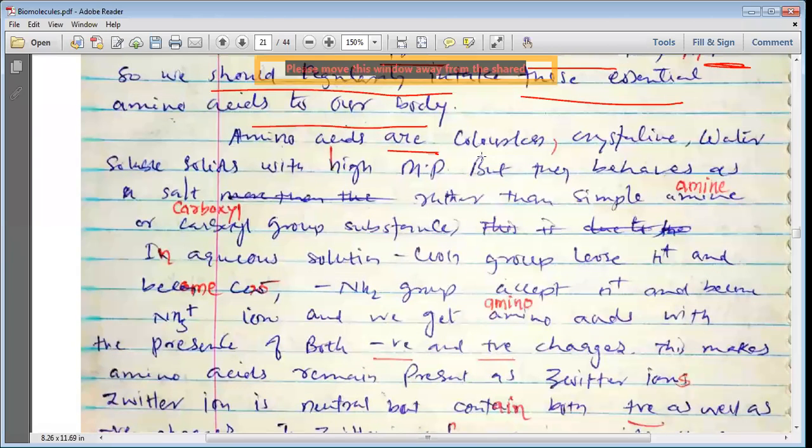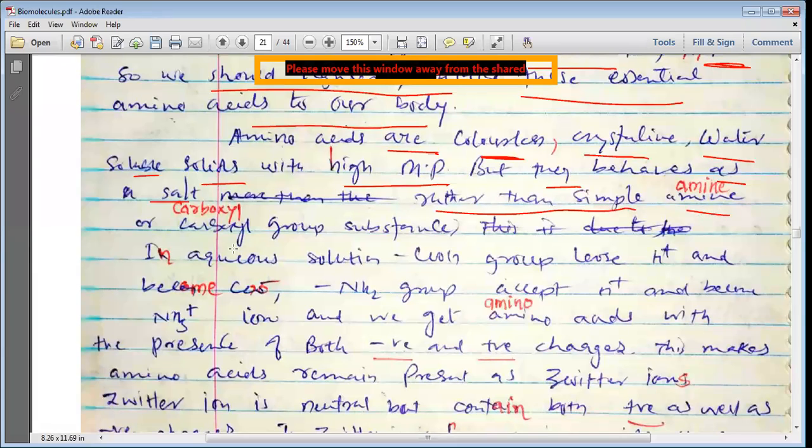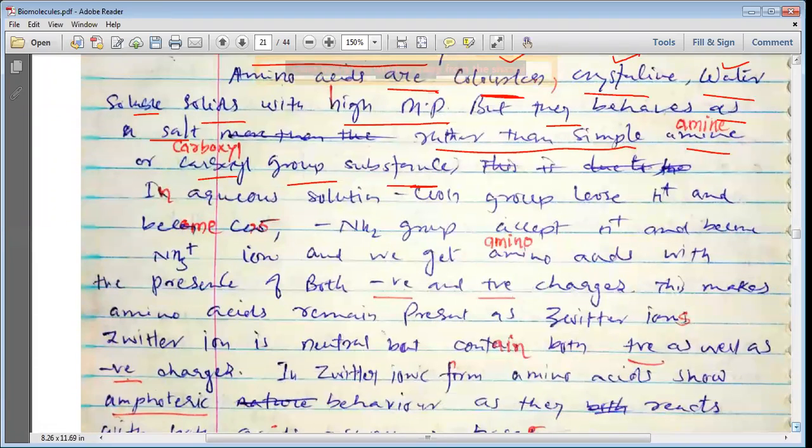Amino acids are colorless. Please remember, these are the physical properties of amino acids. Amino acids are colorless, crystalline, water soluble solids with high melting point, but they behave as a salt rather than a simple amine or carboxyl group substance. So please remember that amino acids are colorless, they are crystalline solids, they are generally water soluble, they have high melting points, and instead of simply existing as an amine or carboxylic acid, they remain as a salt in our body.